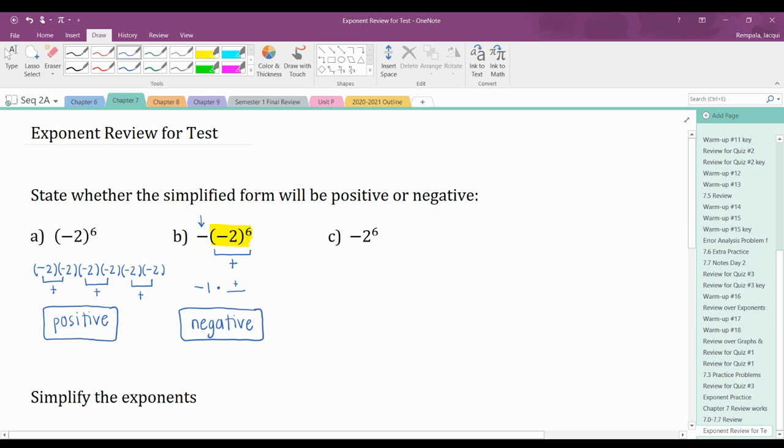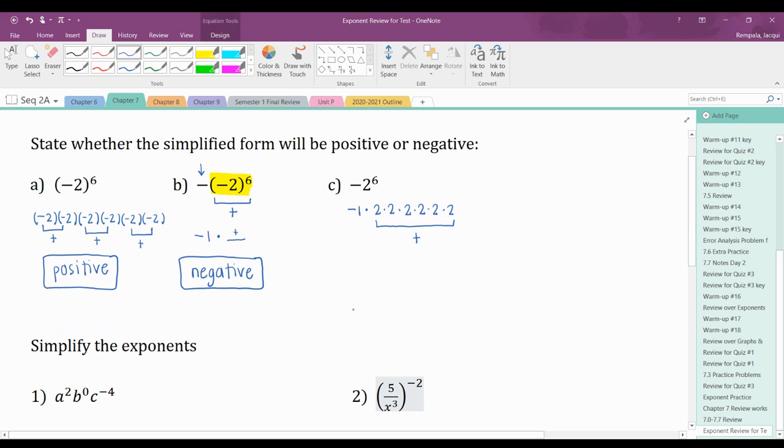Okay, in part C, we've got negative and then 2 to the 6th power. Notice that this time there are no parentheses. So when you're thinking about your repeated multiplication, you have to think of it as -1 times, and then the base is 2, and so 2 is being repeated 6 times. Because there are no parentheses, the negative is not included in my repeated process. So technically, all of these numbers here are all positives. When I multiply positives, I'm going to get a positive. So now we're kind of back to part B. I've got -1 times a positive number, so that means that we would then have a negative answer.